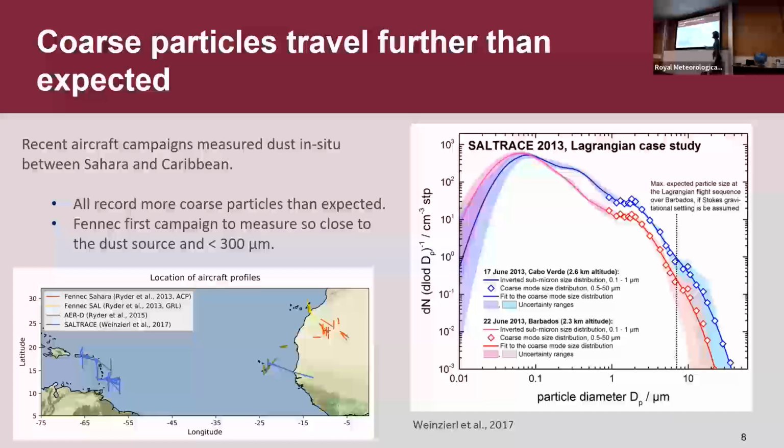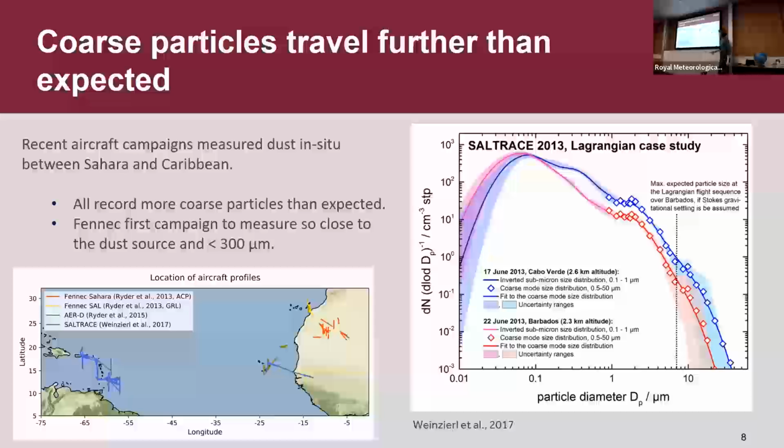All of them did. This plot on the right shows 2 size distributions from the SALTRACE campaigns, which took place here and over in the Caribbean. They found that there were more coarse particles than they expected in the Caribbean. This dashed line is about 7 microns diameter, and you shouldn't really be getting particles more than 7 microns diameter in the Caribbean. They should have dropped out. They're too heavy, they're too big. However, in this red line, there were particles more than 7 microns making it all the way to the Caribbean.